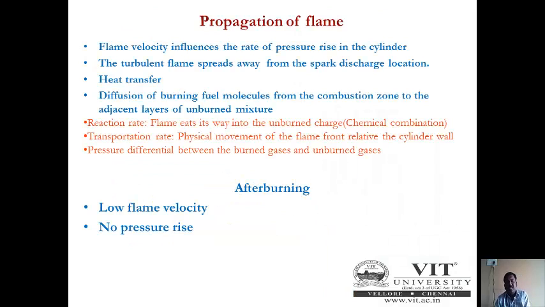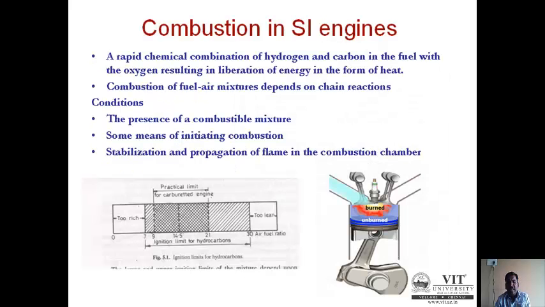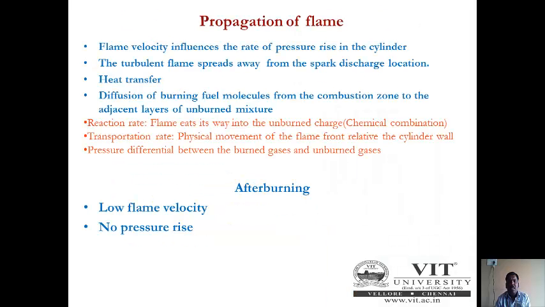The second stage is called flame propagation. Once the flame is generated by the spark plug, this flame will move towards the cylinder wall, and it is called flame propagation. And this flame propagation depends upon a number of parameters. The flame velocity influences the rate of pressure rise in the cylinder. The velocity, or speed, of the flame directly influences the pressure development in the cylinder.